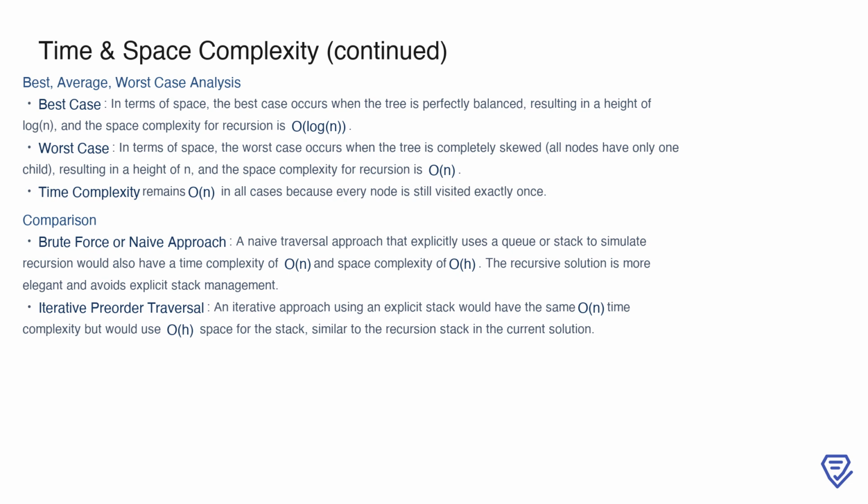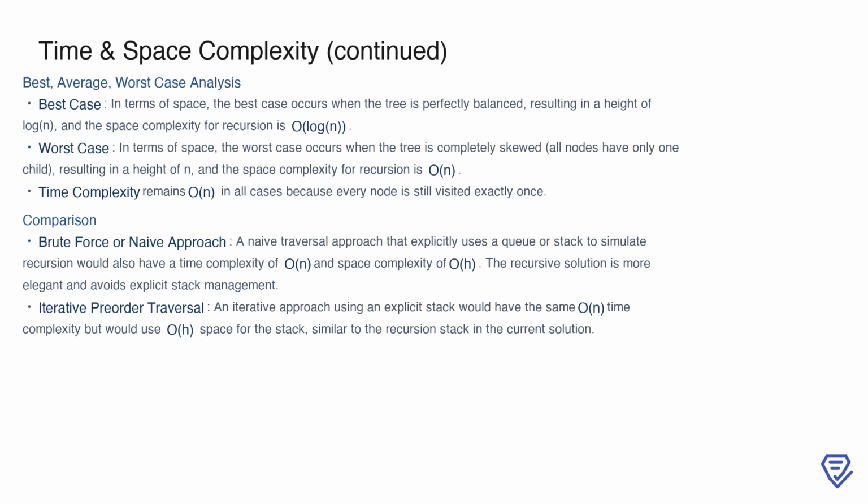Let's consider the best, average, and worst-case scenarios for this algorithm. In the best case, the tree is perfectly balanced, and the height of the tree is log n. This means the space complexity for the recursion stack is O(log n). In the worst case, the tree is completely skewed, and the height of the tree is n, leading to a space complexity of O(n). Importantly, the time complexity remains O(n) in all scenarios because every node is still visited exactly once, regardless of the tree's structure.